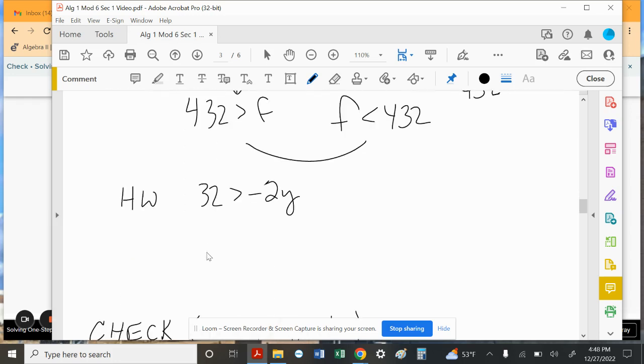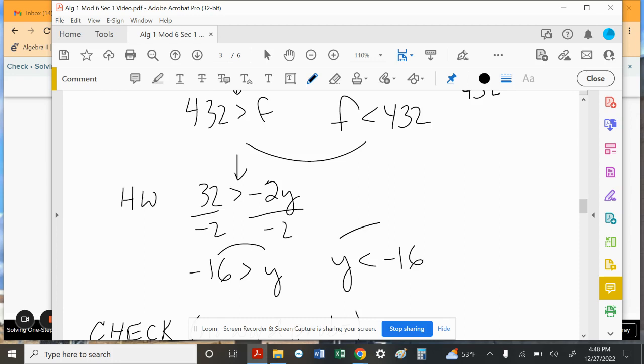Okay, another homework assignment now. We're going to divide both sides by negative 2. Here we go again. Multiply or divide by a negative, the sign changes. That becomes negative 16 is greater than y. So y is less than negative 16. If we rewrite it, remember we just flip everything around as we do that one.